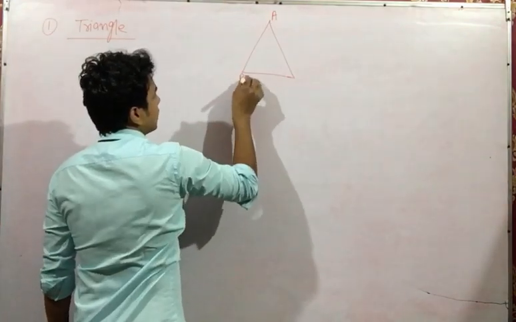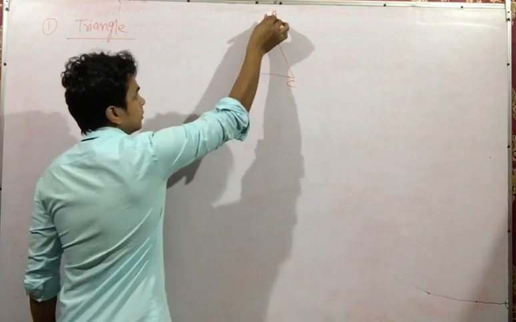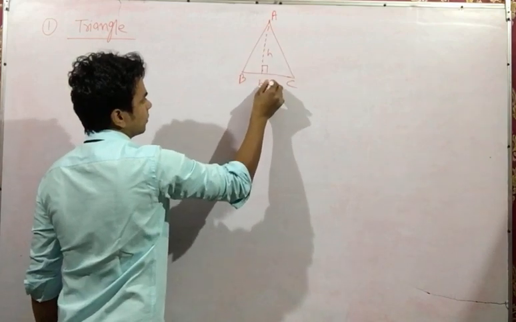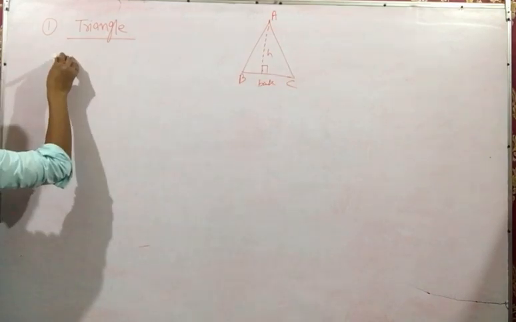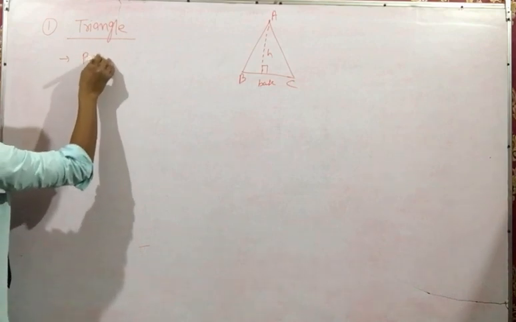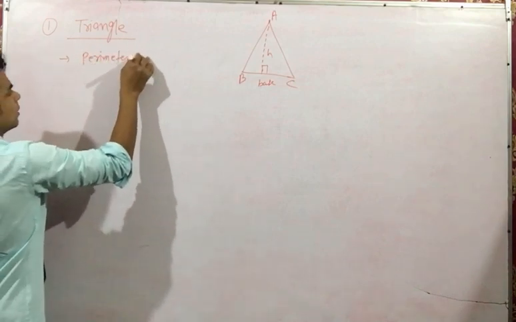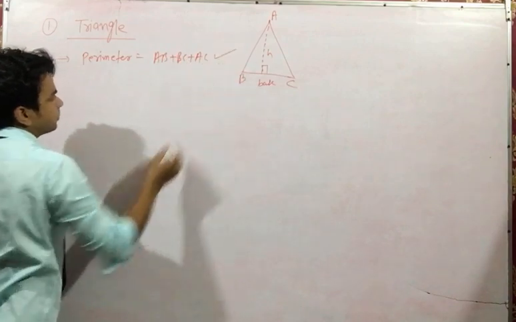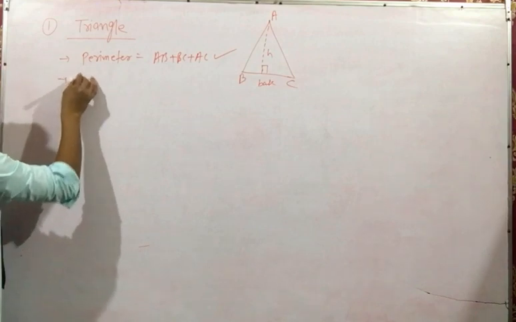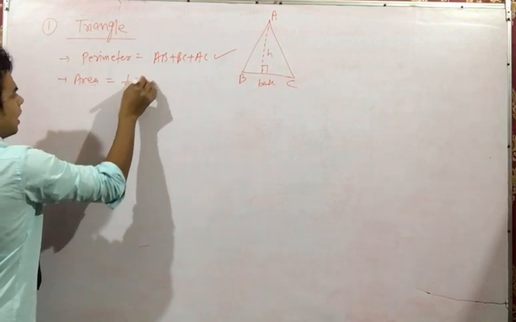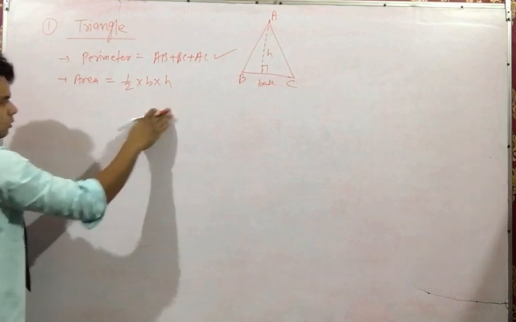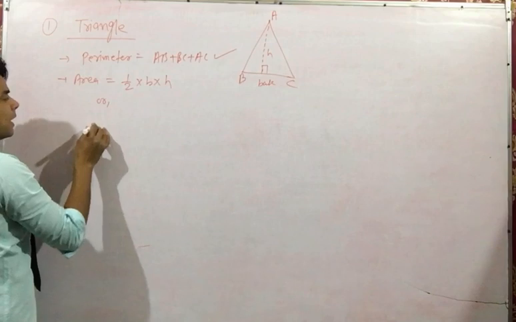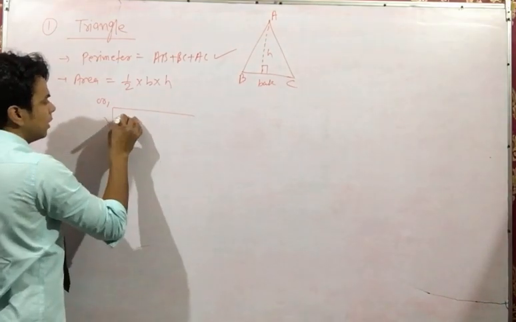Suppose a triangle is there, A, B, C. This is the height, H, this is base. Okay, so in triangle, the very first thing we calculate is a perimeter. We all know perimeter. It is simple, AB plus BC plus AC. Next thing is area. Area is half into base into height, if it is given. If it is not given, then area can be calculated by Heron's formula also, that you know very well.